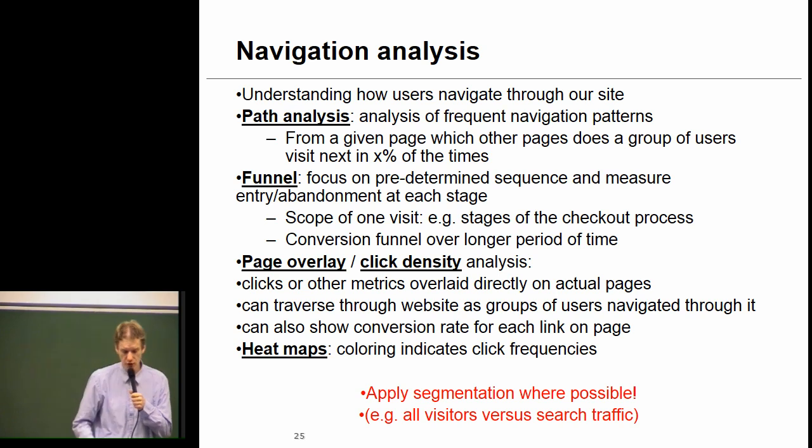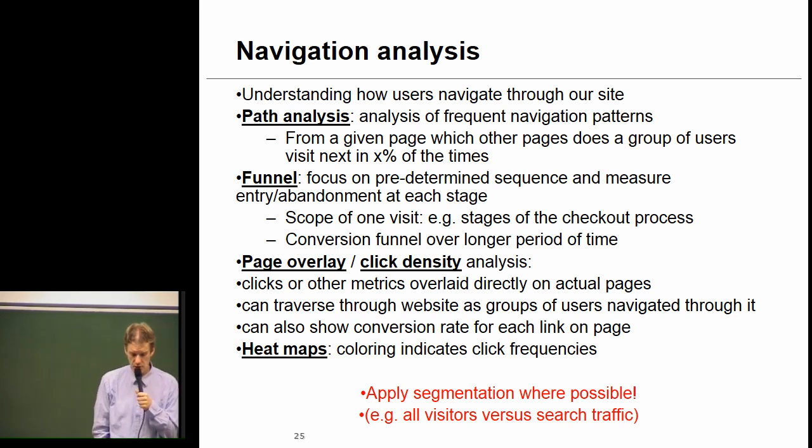So here you want to see from a given page, for example, what other pages a group of users is typically going to visit. A funnel is going to look at a predetermined sequence. So it says I have a sequence A, B, C, that's a funnel. The sequence has been predefined. I want to see how users are going to enter that sequence, where do they come from, where do they leave to, how many are going to proceed from step 1 in the sequence to step 2, etc.